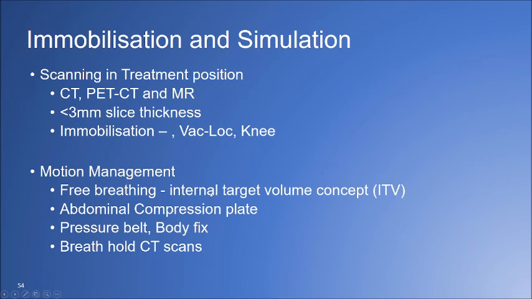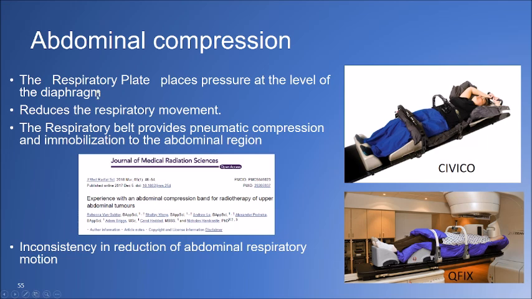You can use free breathing with the internal target volume concept, or an abdominal compression plate. People have used a compression plate, a pressure belt, or a body fix. Breath hold is also one method, which we started in Vellore. The abdominal compression plate has been used by quite a few, but there are some publications which say there is inconsistency in reduction of the respiratory motion. The idea is to reduce the respiratory motion in SBRT, so you try to compress and keep it, but in some situations they have found that it is not consistent.